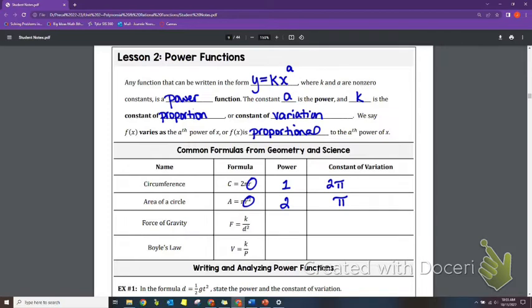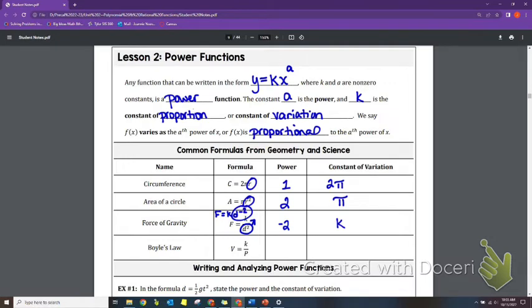Now, for force of gravity, we have F is equal to K divided by D squared. So what we're going to do is get rid of this fraction. So we need to bring this D squared up. And remember, anytime you go above or below a fraction line, you change the sign of the exponent. So this is the same thing as saying F is equal to K times D to the negative 2. And so D is going to be our variable, so our power is negative 2. And the constant of variation in front of that is your K.